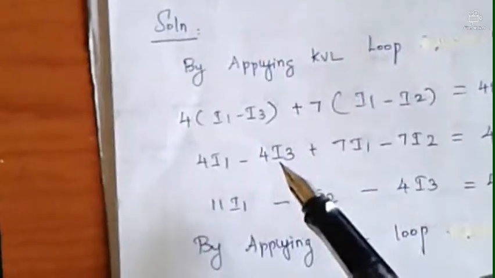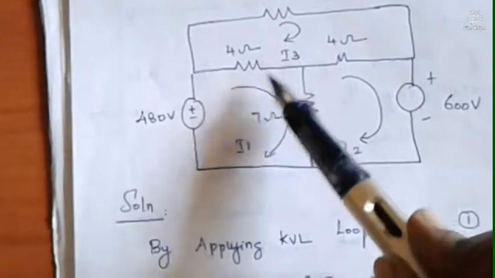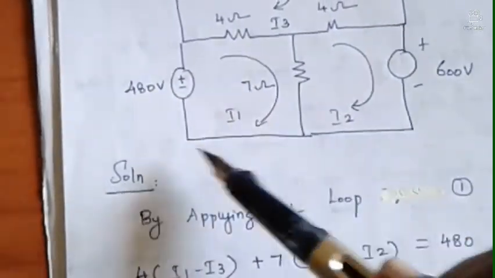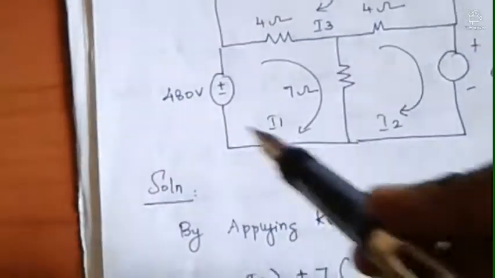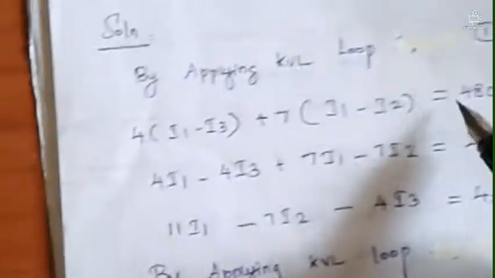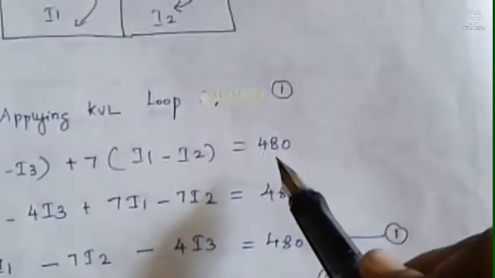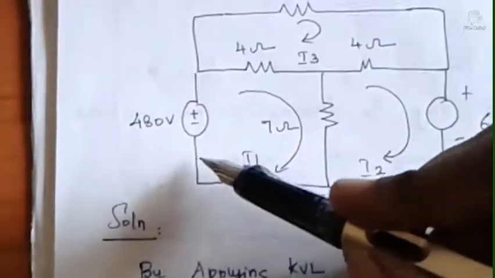Kirchhoff's voltage law says the sum of voltages in a closed path is zero, correct? So the voltages are across this 4 ohm, across the 7 ohm, and then a battery voltage. All 3 voltages we have to sum. Whenever you have a battery in a loop, first write that battery value on the right side of the equation. Here we have 480 volts, which is a rising potential, minus to plus. So put the battery as plus 480 on the right side of the equation.